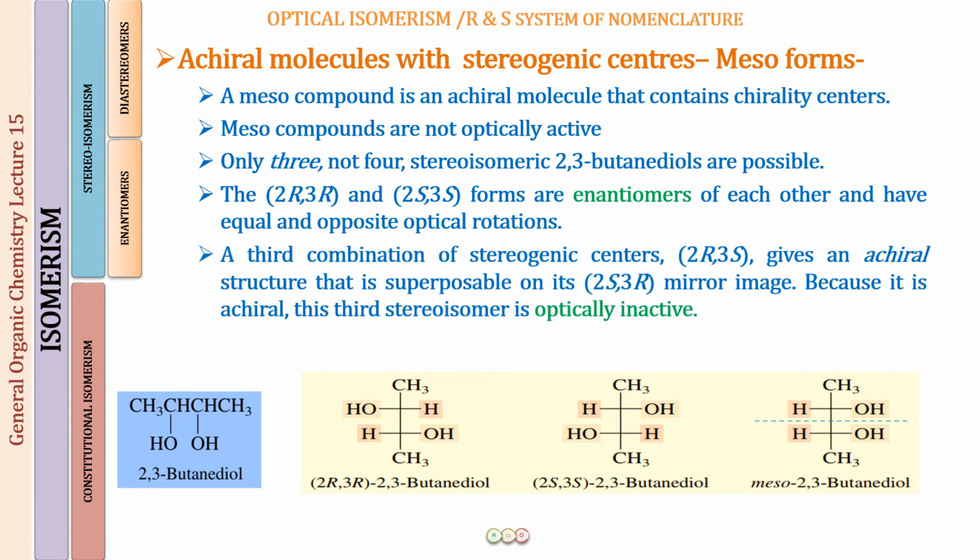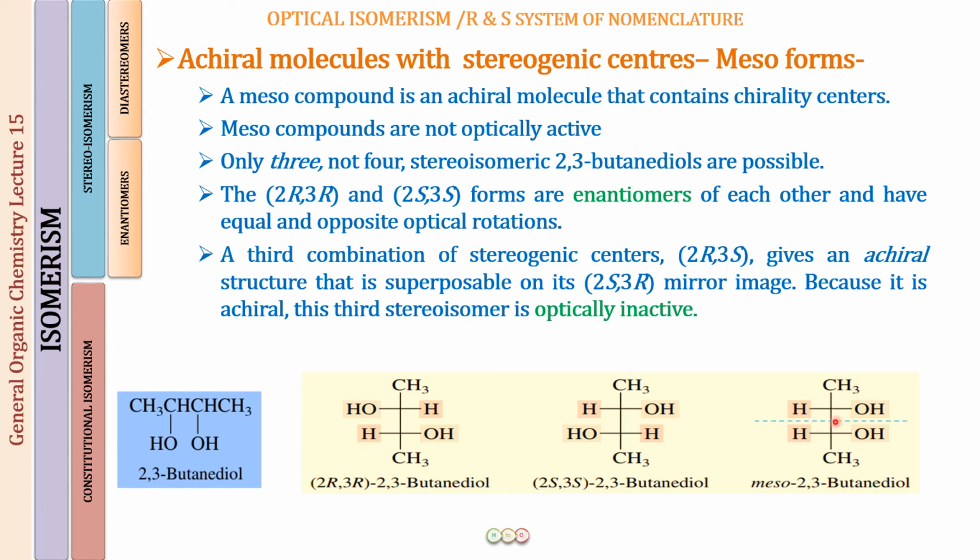And the third compound is a combination of the stereogenic centers, a 2R, 3S. This gives an achiral structure that is going to be superimposable on its mirror image, which is a 2S,3R compound. So if you start the numbering from this side, what you will see is that this is the OH group, this is the carbon that will be group number 2, priority group number 1, priority group number 2. So the arrow is going to be in the clockwise direction, hydrogen on the horizontal, so it is going to be S.